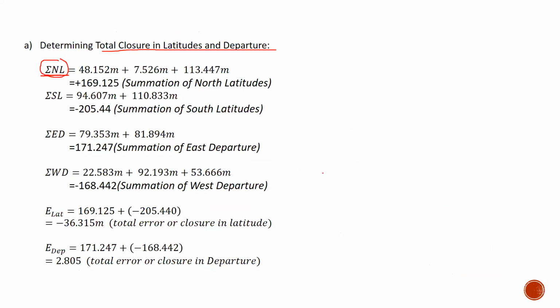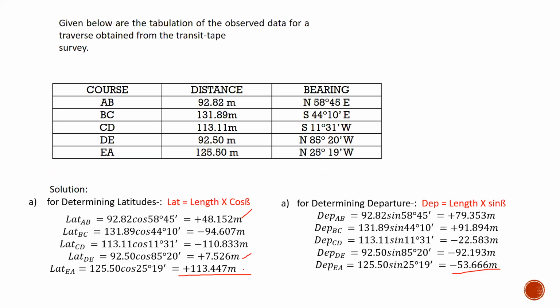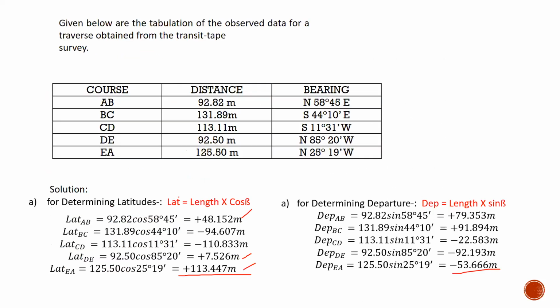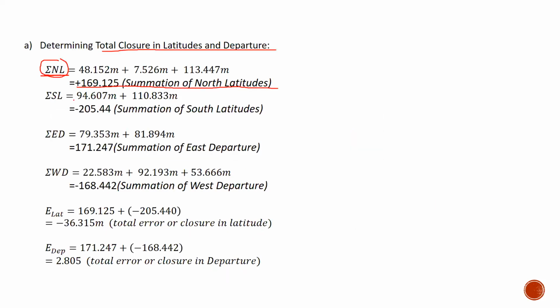So, determining the total closure in latitude and departure, we first sum the north latitudes. Summation of north latitude: 48.152 plus 7.526 plus 113.447 meters, that is equal to 169.125 meters. Next, we sum the negative latitudes: 94.607 meters plus 110.833 meters, that is equal to negative 205.44 meters, the summation of our south latitude.